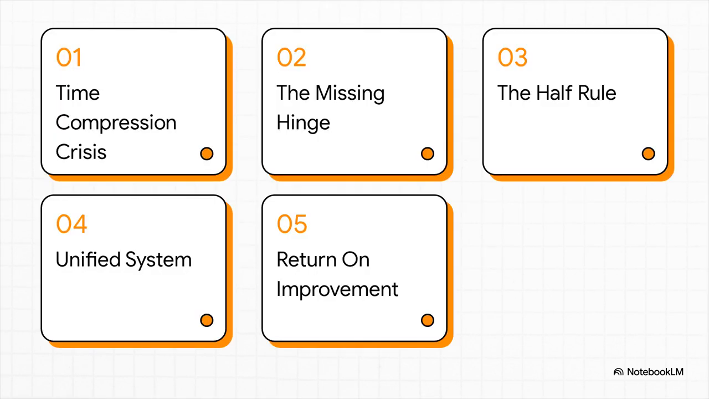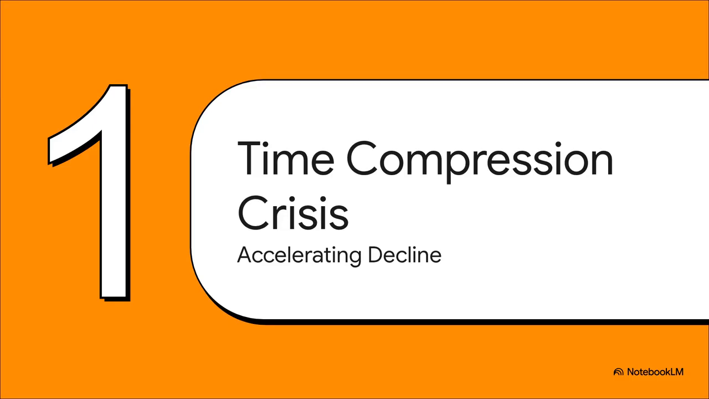Here's a quick look at our roadmap for today. First, we'll examine the time compression crisis facing our students. Second, we'll identify the missing hinge of systemic improvement. Third, we'll look at the half rule and the trap of reactive systems. Fourth, we'll build a unified improvement system. And finally, we will break down the return on improvement using some hard data. Starting with Section 1, the time compression crisis, and the specific forces accelerating student decline.